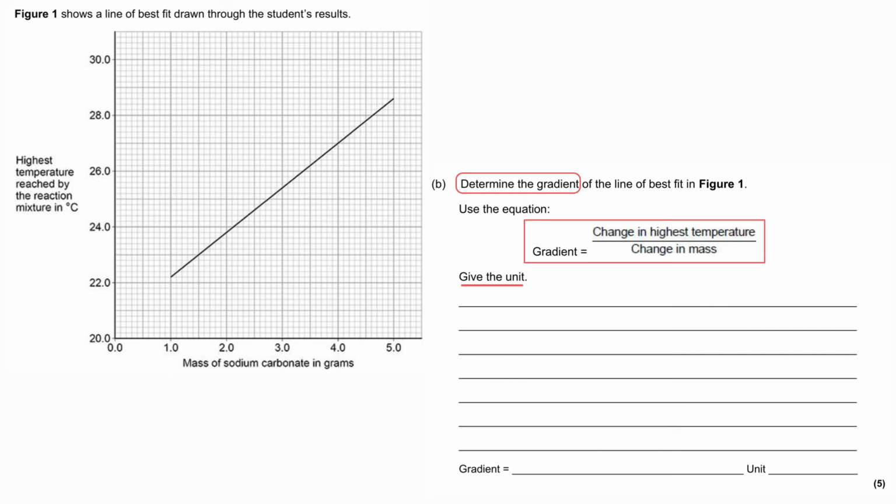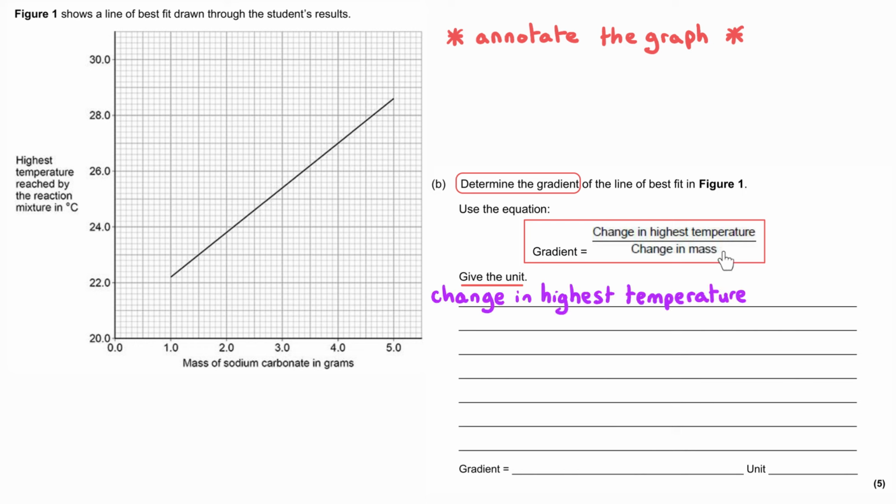When you've got a graph question and you've been commanded to use the particular graph, I would encourage you to get into the habit of annotating that graph and showing the examiner how you've extracted the data from it that you're going to use. Because if you extract the wrong data from the graph, you can still get some credit. And so we're going to be using the equation change in highest temperature divided by change in mass. And so the first things that we need to do are to find the change in the highest temperature and the change in the mass.